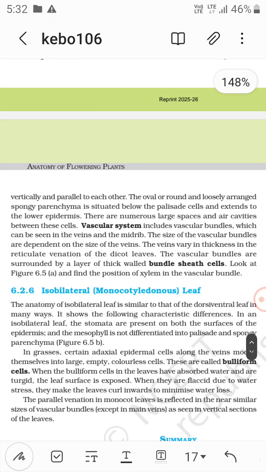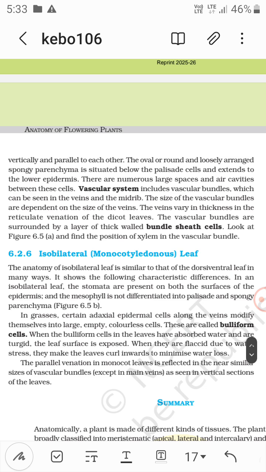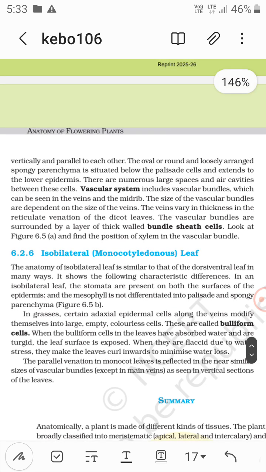The oval or round and loosely arranged spongy parenchyma is situated below the palisade cells and extends to the lower epidermis. There are numerous large spaces and air cavities between these cells. So now the vascular system includes vascular bundles. The size of the vascular bundles depends on the size of the veins. The veins vary in thickness in the reticulate venation of the dicot leaves. Now the vascular bundles are surrounded by a layer of thick walled bundle sheath cells, right?